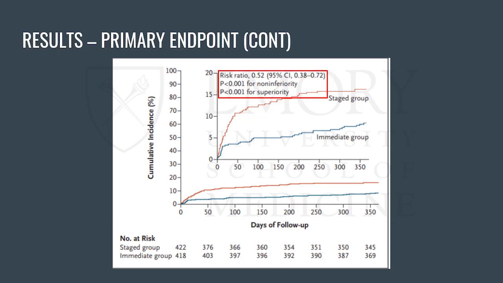And as we mentioned before, the risk ratio for this is 0.52, which came out to have a p-value less than 0.001, specifically for non-inferiority, which this study was looking at. But they also concluded that this was less than 0.001 in terms of a p-value for superiority as well. Again, important to mention that these curves split out fairly quickly, at roughly the 30 to 45-day mark.